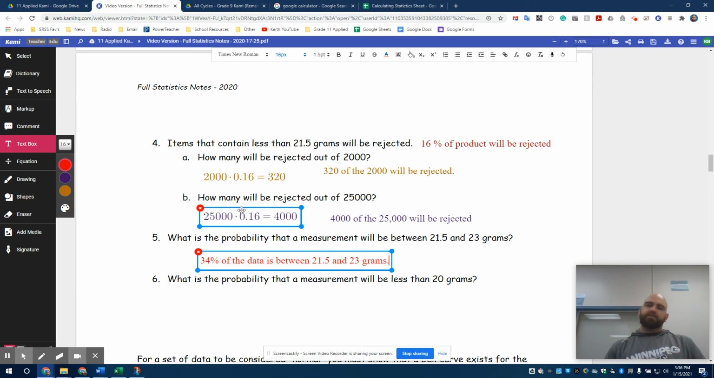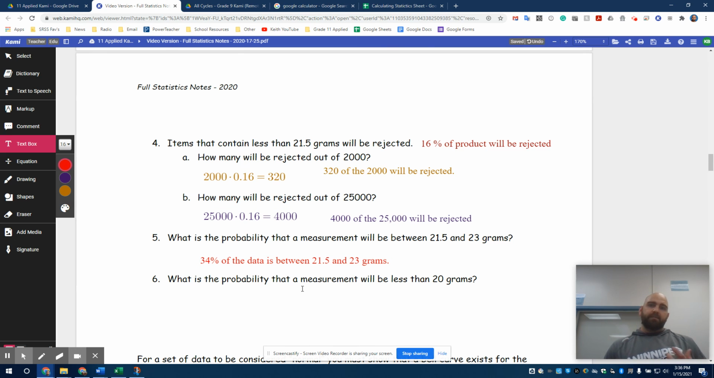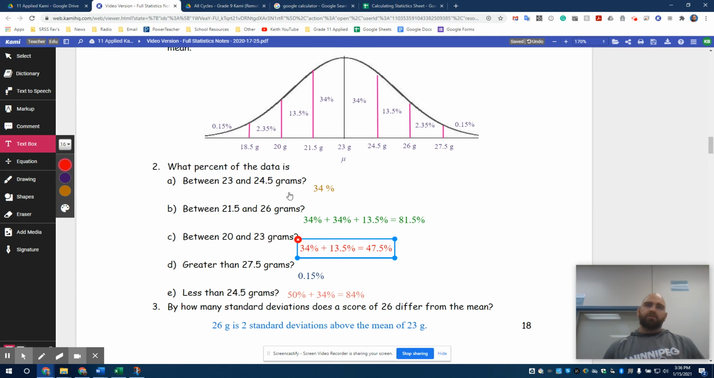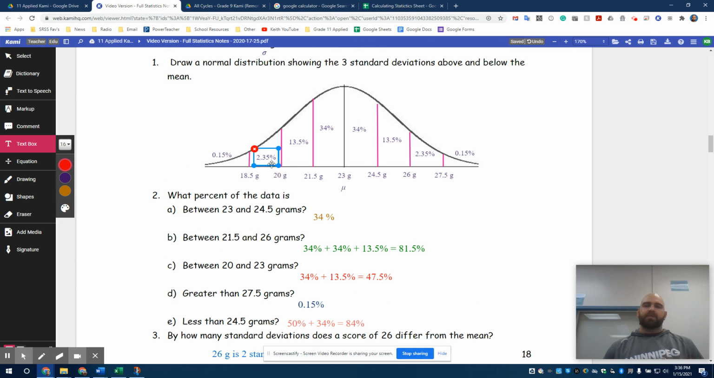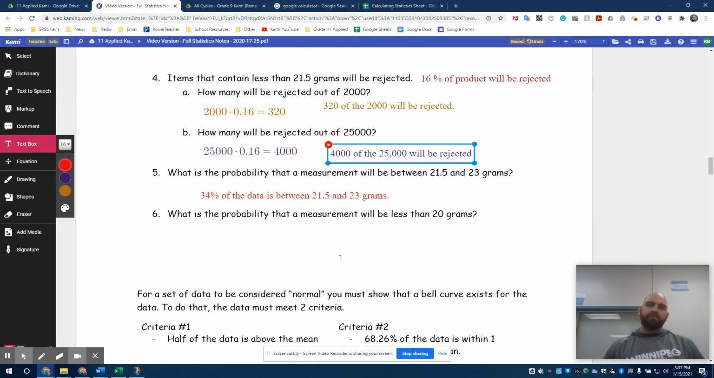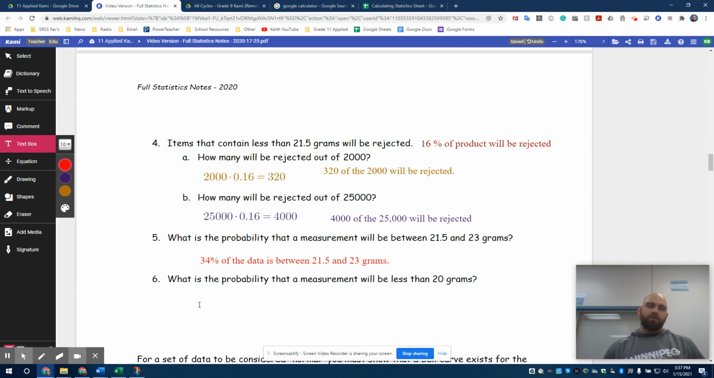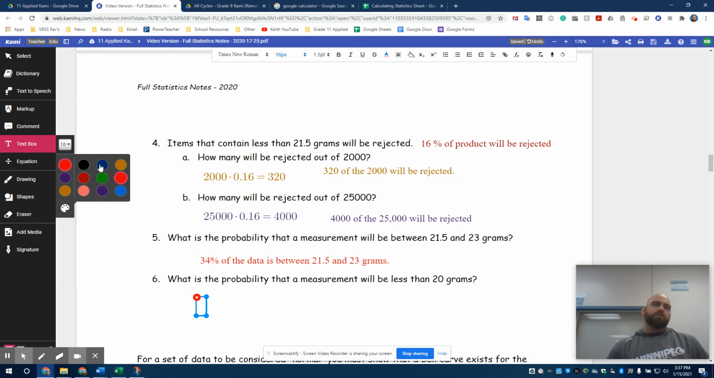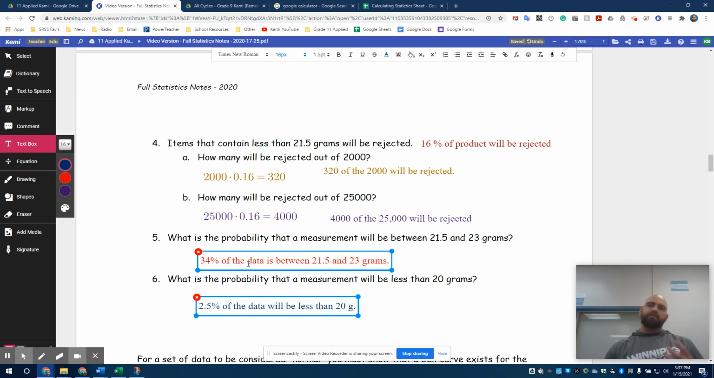So again, we can use those benchmarks, and it's important that we use exactly those benchmarks. What is the probability that a measurement will be less than 20 grams? Well, 20 grams is right here. Less than is these 2 sections, which add up to 2.5, or sorry, 2.5%. So again, we can say that 2.5% of the data will be less than 20 grams. So 2.5% of the chocolate bars will be less than 20 grams. 34% of the chocolate bars will be between 21.5 and 23 grams.